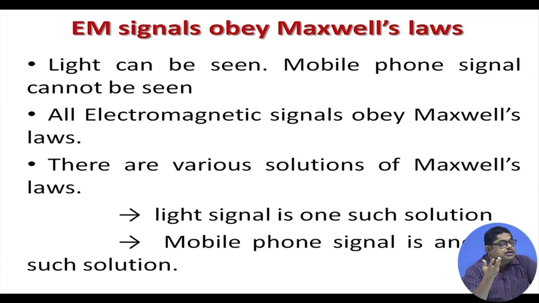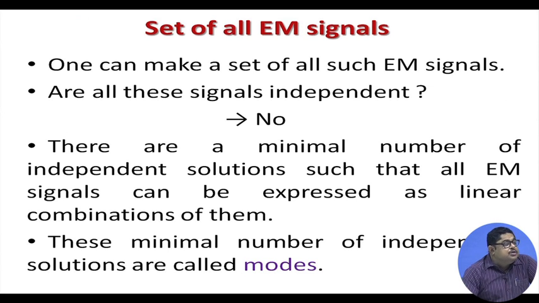Now, light can be seen, but mobile phone signal cannot be seen, but still both of them obey Maxwell's equations. There are various solutions of Maxwell's laws. Light signal is one such solution, mobile phone signal is another such solution, radar signal is another such solution, etc. So, do I need to understand all these? So, let us make a set of all EM signals. One can make a set of all such EM signals.